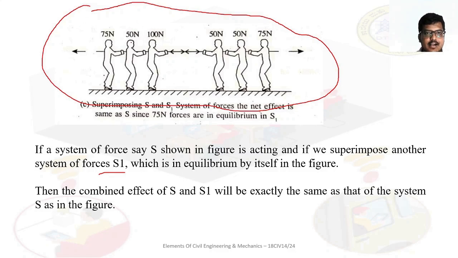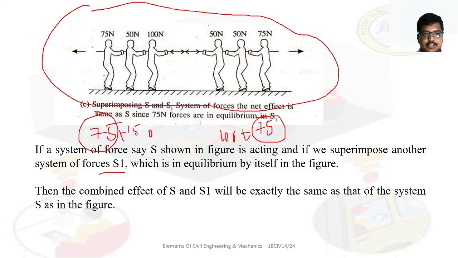So see here, 100 plus 75, we added 75 here. Here also 100 plus 75 we have added. So adding this 75 will not make any difference in this system. This is what they are telling us here. By superimposing, we will not decrease or increase the effect of that force system, but we manage to keep the system of forces in equilibrium as it was in the initial stage.